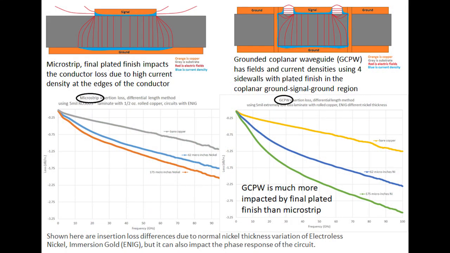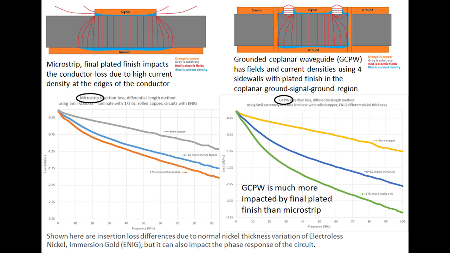Shown here is a comparison between microstrip and tightly coupled grounded coplanar waveguide. Microstrip is on the left, grounded coplanar waveguide on the right. The field lines are in red, that's electric field lines, and current density in blue. What I'm showing here for microstrip is an insertion loss curve at the bottom, and the first curve, which is gray, is a microstrip circuit using bare copper, so it has no final plated finish.